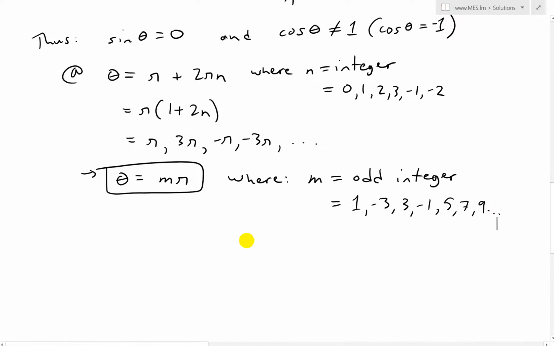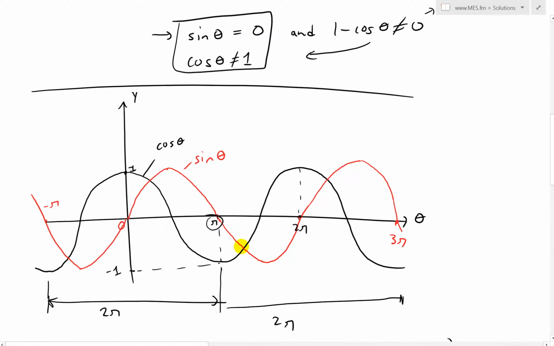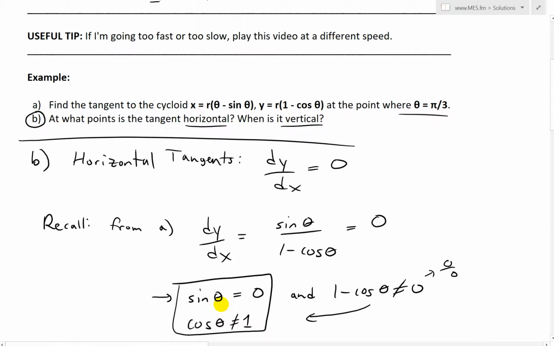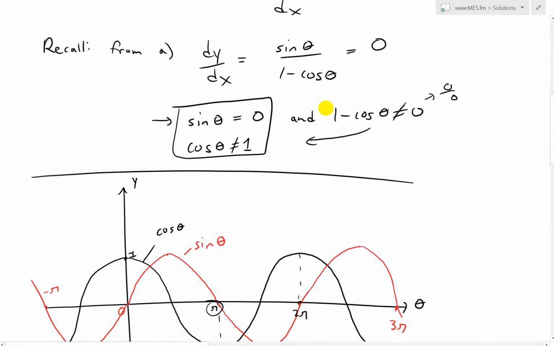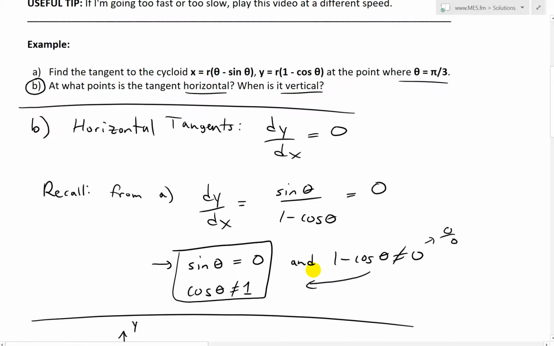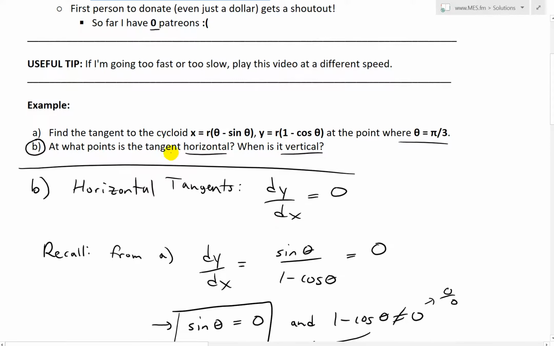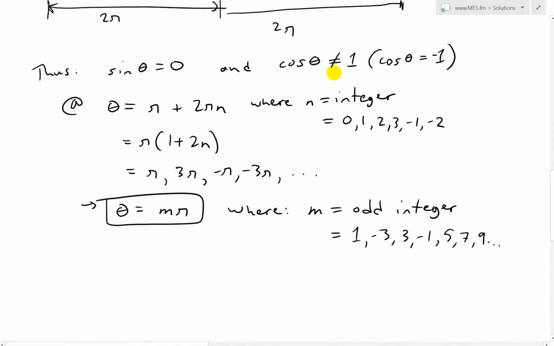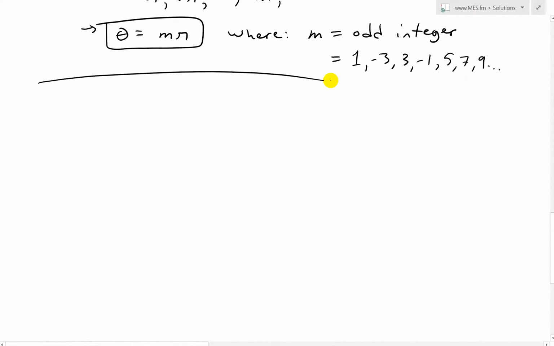So now that's where theta is. Again, remember, theta is the parameter of the cycloid parametric equations, where basically the parameter is the rotation that the circle makes as it forms the cycloid. But we're asked for what points. So now that we have theta, we can solve for the corresponding points.